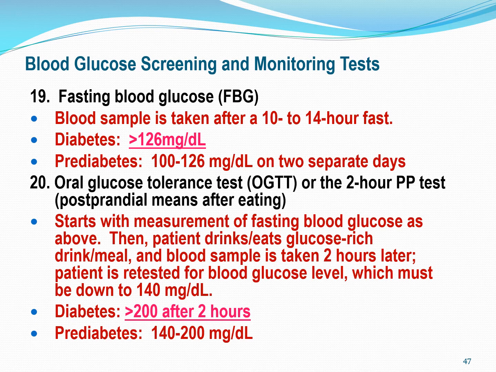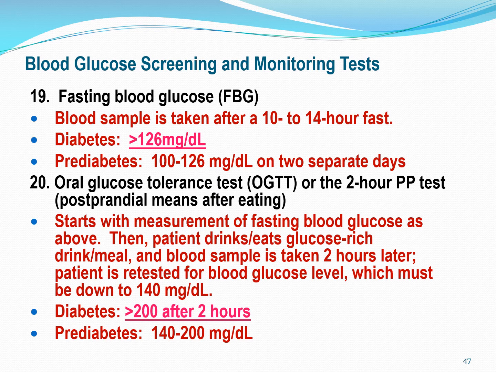So fasting blood glucose, FBG: a blood sample is taken after a 10 to 14 hour fast, usually most of that during the night when you're sleeping. Diabetes is greater than 126 milligrams per deciliter. So you are diagnosed as a diabetic if your fasting glucose level, when you truly fasted properly for 10 to 14 hours, is greater than 126 milligrams per deciliter. If it's between 100 and 126 on 2 separate days, then you can be diagnosed with prediabetes.